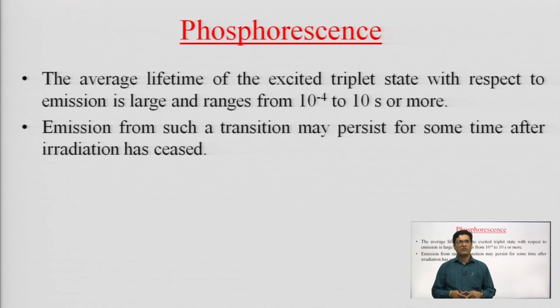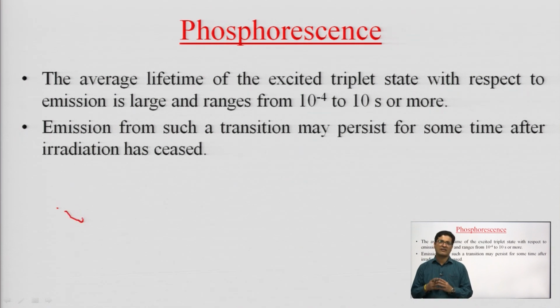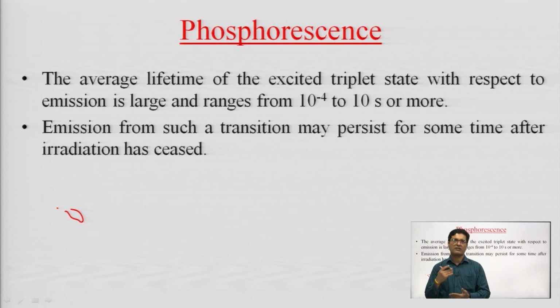The emission from such a transition may persist for some time after irradiation has ceased. This is the main distinguishing feature between fluorescence and phosphorescence. When you cut off the light, if you are still able to see the emission, then it is due to phosphorescence.